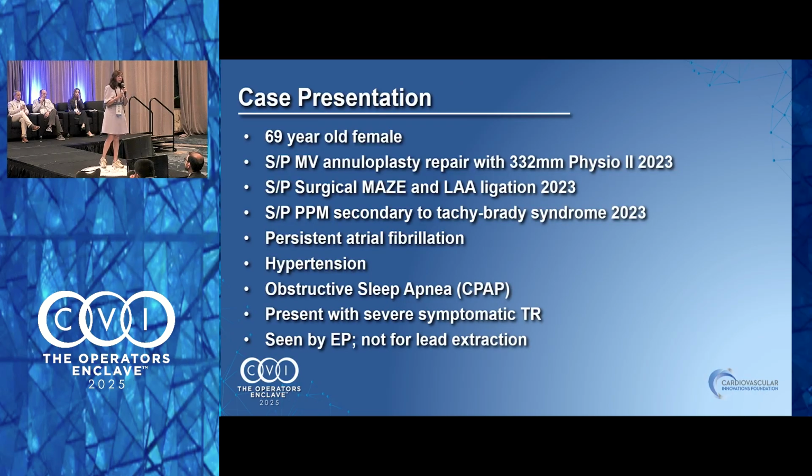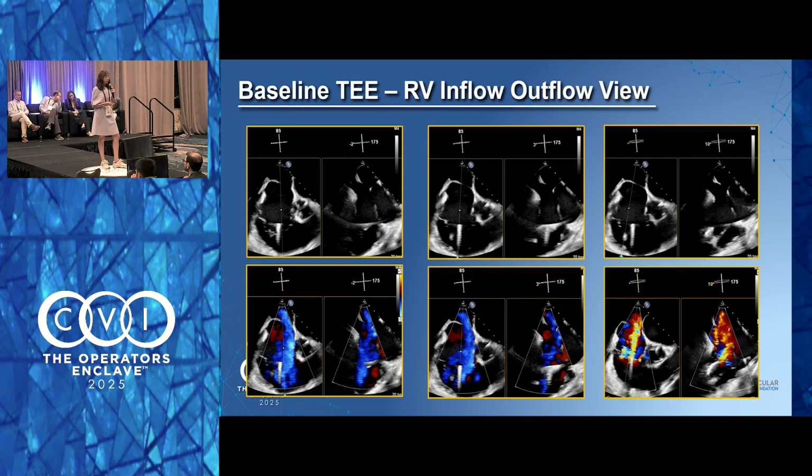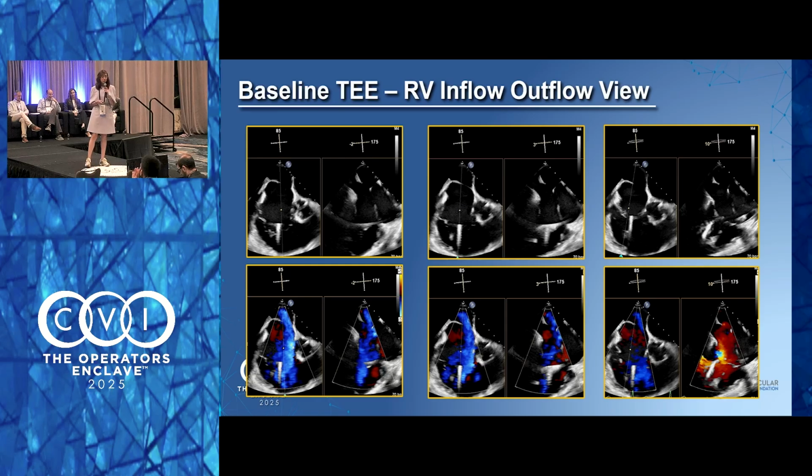Here, so we have a 69-year-old lady who had previous mitral valve repair with a ring. We have a LAA ligation, and including our pacemakers. We have persistent AFib, obstructive sleep apnea. We literally saw her in the valve clinic by one of our interventionists with severe symptomatic TR. And this patient clearly had CIED-related TR and was seen by our EP colleagues and was not really suitable for lead extraction because it's been in there for a long time and for multiple various reasons from our EP colleagues.